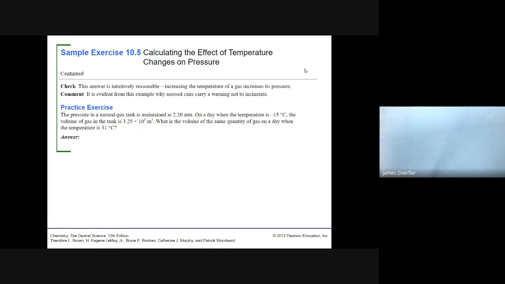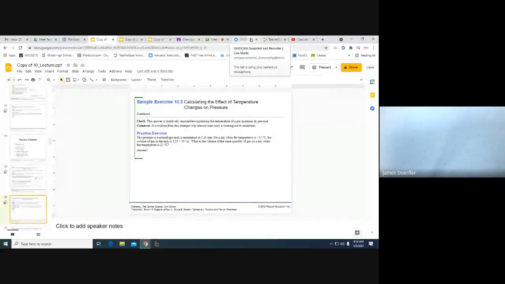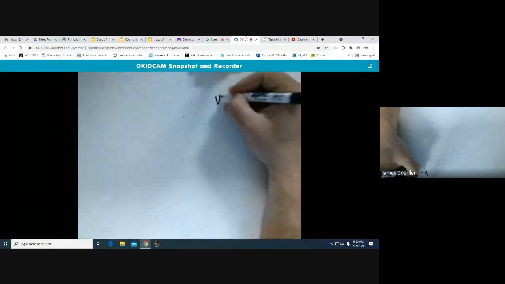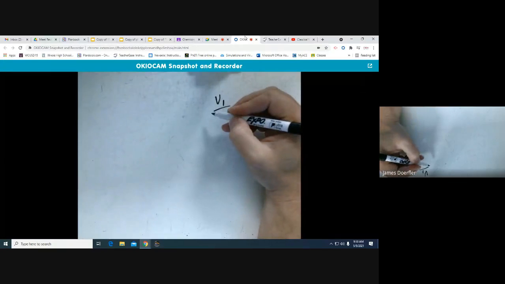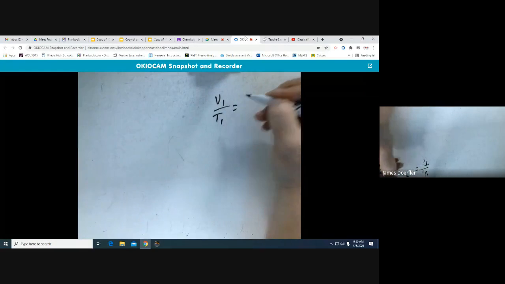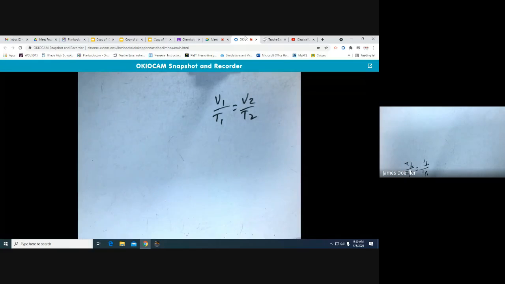So Charles's law, V1 over T1 equals V2 over T2. And what are we solving for here? Final volume. Final volume, perfect.